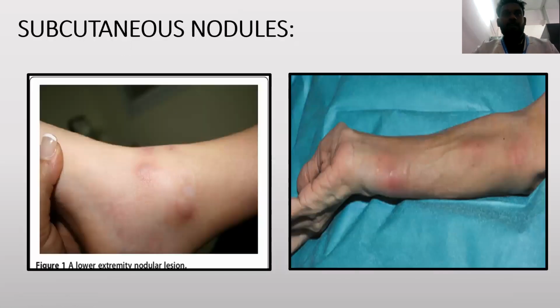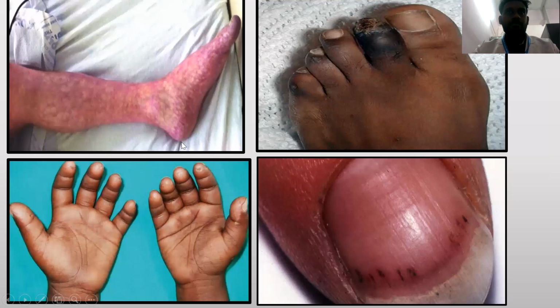One other important cutaneous manifestation of vasculitis includes subcutaneous nodules. Here we can see erythematous subcutaneous nodules. Most of the time they will be tender. This is the picture depicting a case of livedo reticularis. Again, it can be a manifestation of vasculitis.